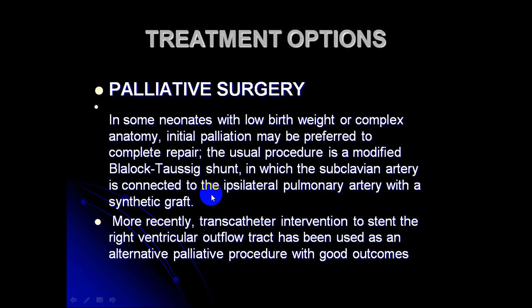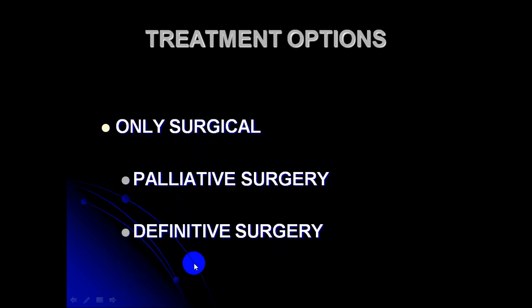The idea behind the palliative surgery is to shunt between the pulmonary and systemic circulation. There are several procedures, but the Blalock-Taussig shunt, and the modified Blalock-Taussig shunt, is a famous one. More recently, transcatheter intervention, placing a stent in the right ventricular outflow tract, has been used as an alternative to the palliative procedure with good outcome.